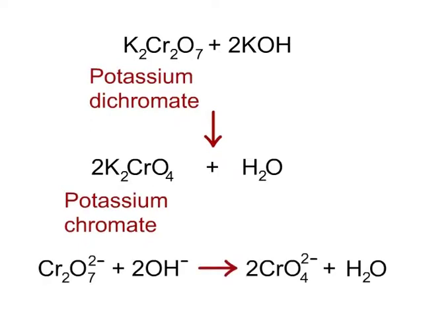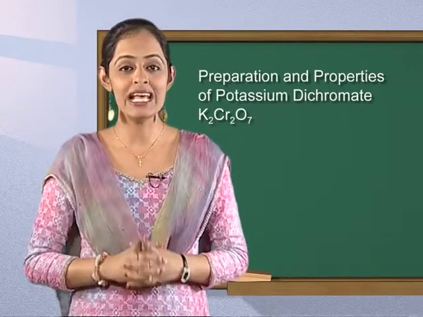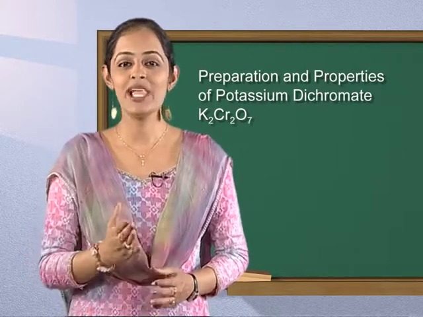Ionic form of the equation is also shown here. It depicts that dichromate ion reacts with hydroxyl ions to form chromate ion and water. Do you know what happens when an acid like sulfuric acid is added into it? So let us see the result.